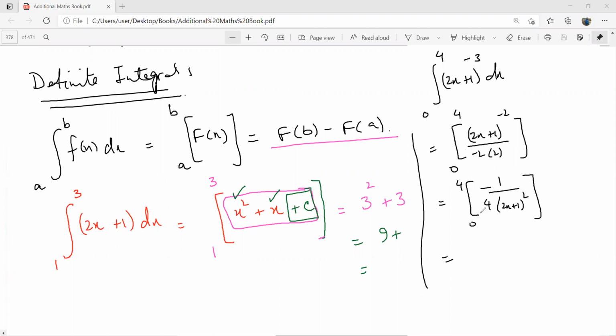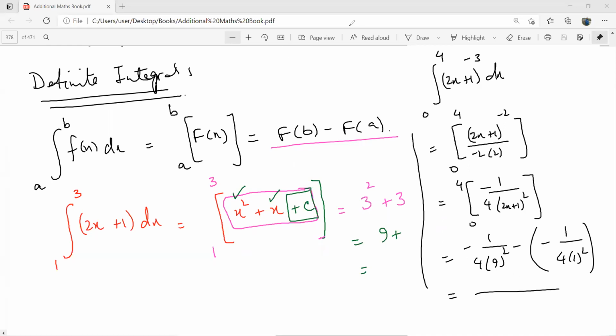Now you have to put these limits here. So first of all, I'll be putting 4 into it. That is minus 1 over 4 into, this is 9 square, minus, and then I put 0 into it. This is minus 1 over 4 into 1 square, and then you can simplify this. I'm just going to leave it up to this.